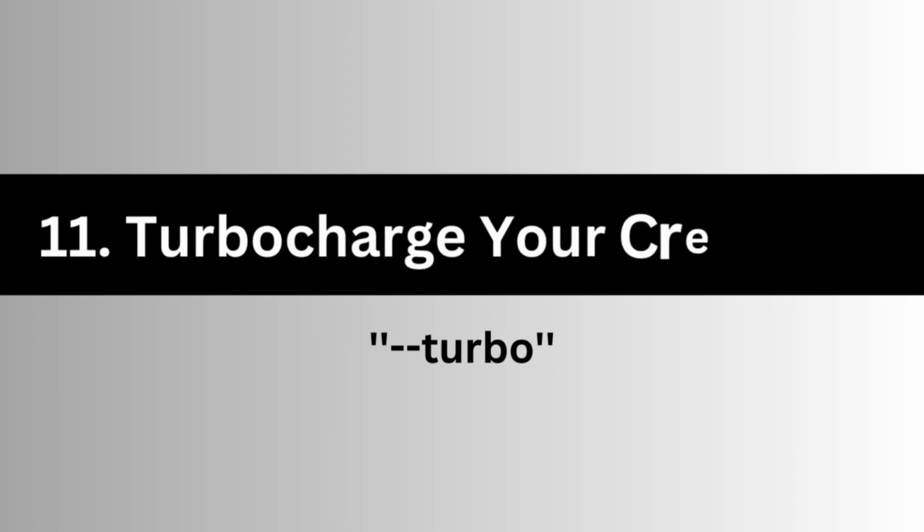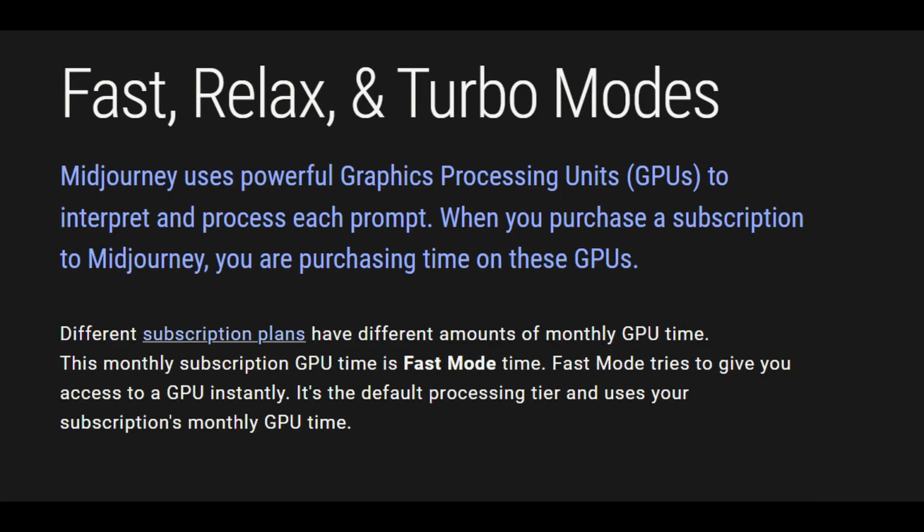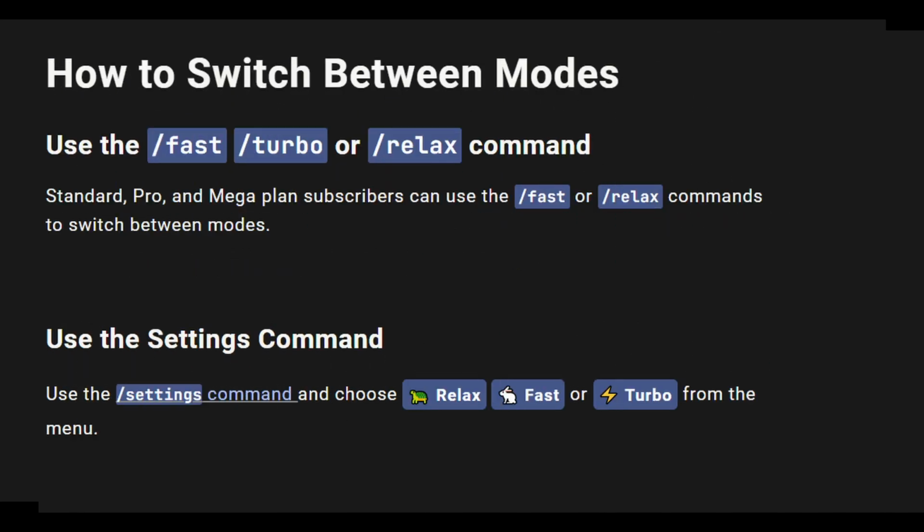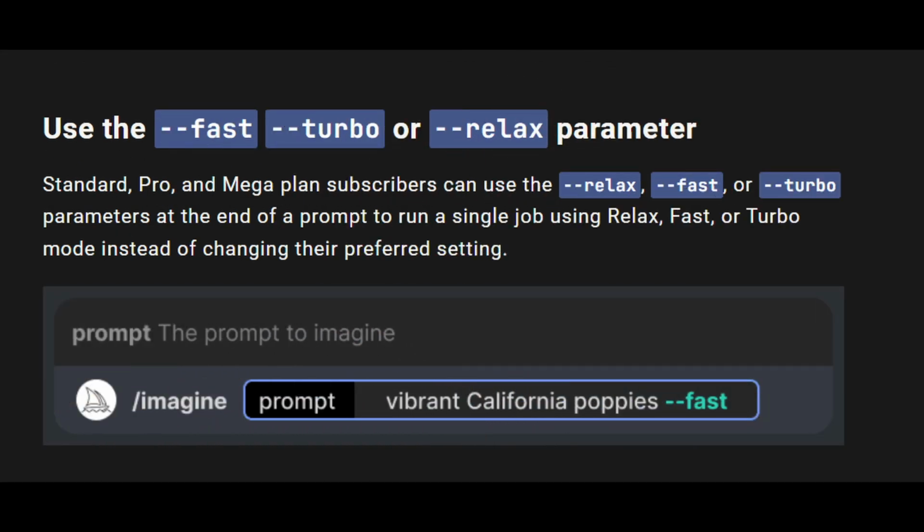Number 11. Turbocharge your creativity. Craving speed? The --turbo parameter takes things up a notch. Override your current setting and experience a single job in turbo mode.